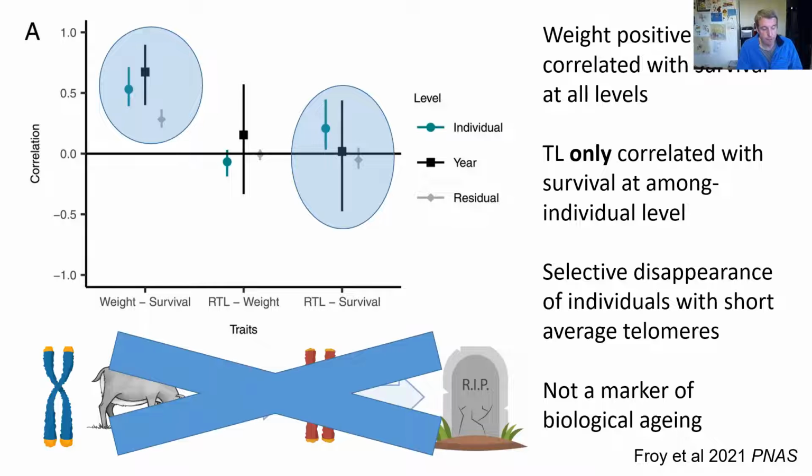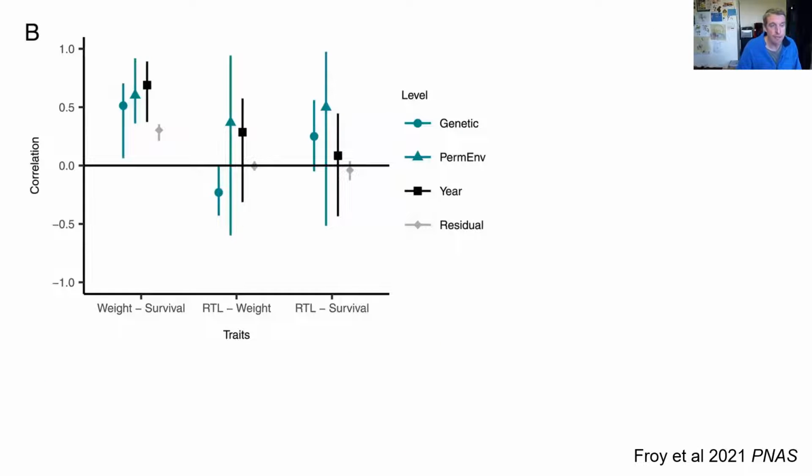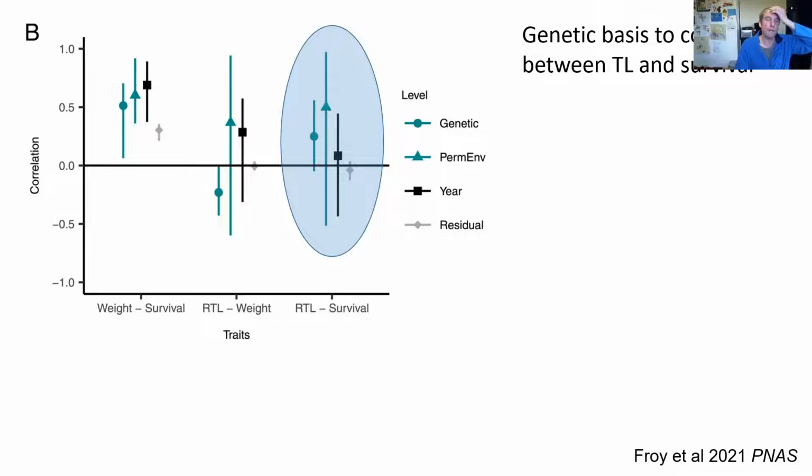Again, because we have this very accurate population pedigree, Hannah could go even further and decompose that individual effect into a genetic and a non-genetic, so-called permanent environment effect. And here again, for weight, you can see that all genetic and other components are positively correlated. For telomere length, what emerges, this is kind of borderline in some respects, but I think most of the signal at the among individual level is coming from the genetics.